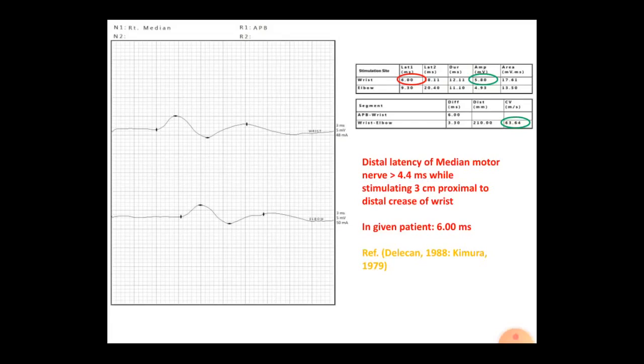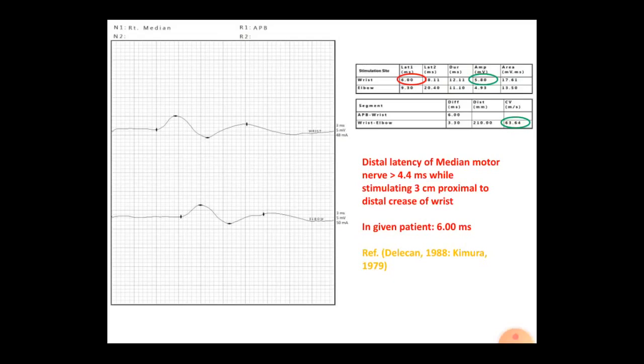Now along with this we have to see the amplitude also. The amplitude is 5 millivolts, so that is normal. And the velocity is 63.64 meter per second, so that is also normal. Why? Because here the stimulation is at the wrist but 3 centimeter proximal to the distal crease of the wrist. Clear? So actually we can say that the stimulation is proximal to the compression. Another stimulation, that is at the elbow, is also proximal to the compression. So here both the stimulating points are proximal to the compression.